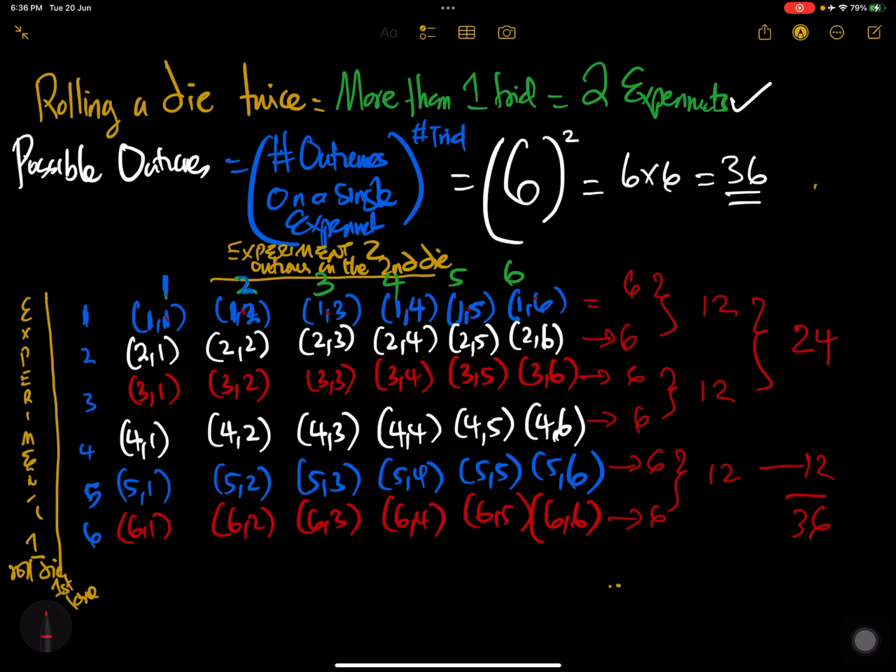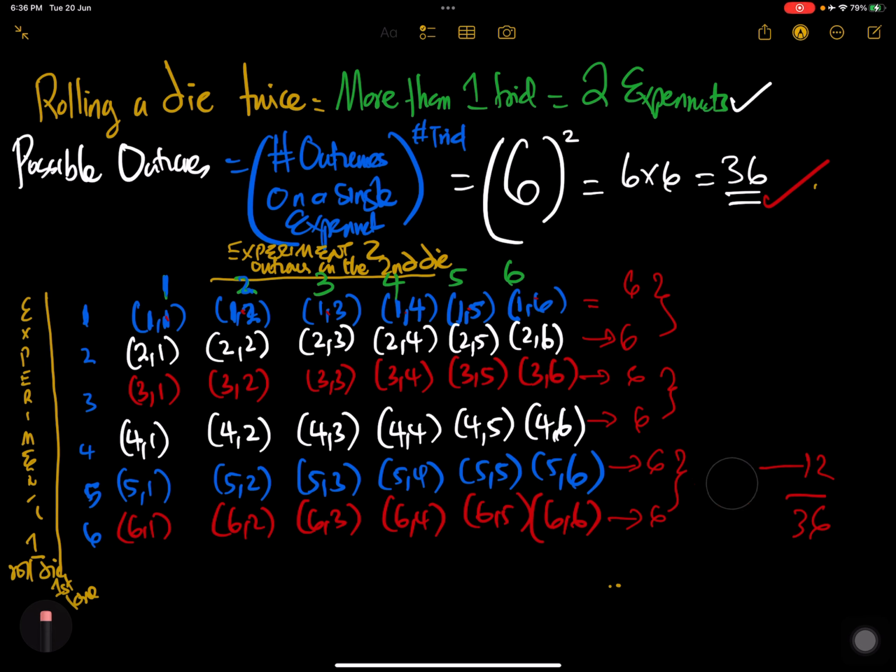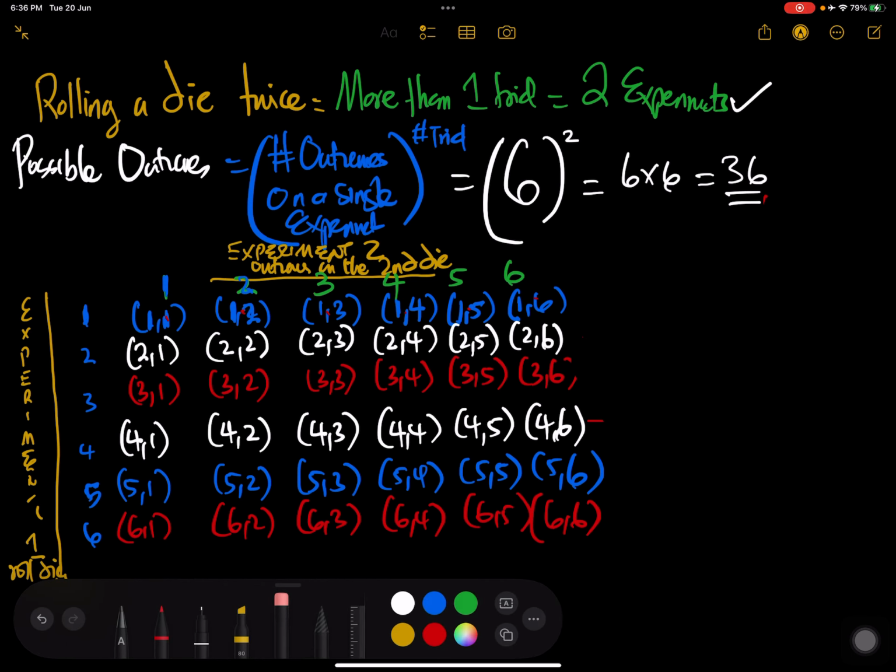So that's where you have it. 36 is the possible outcomes. Now we're going to take the probability question itself, the proper probability questions.